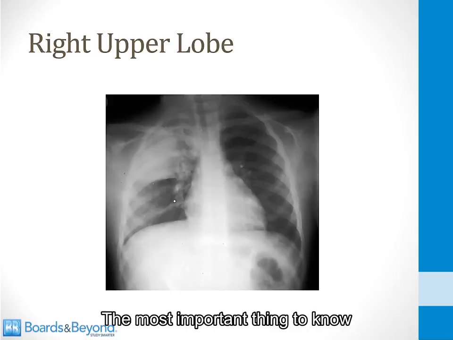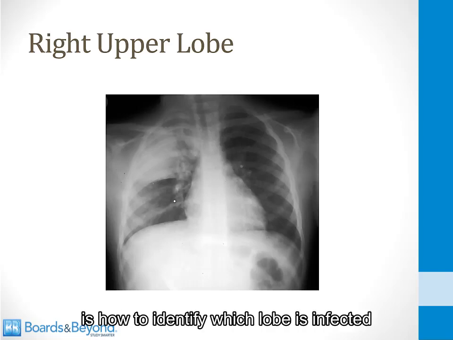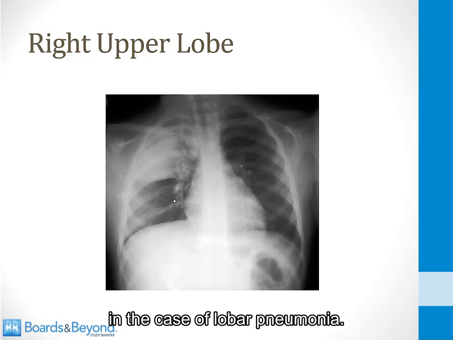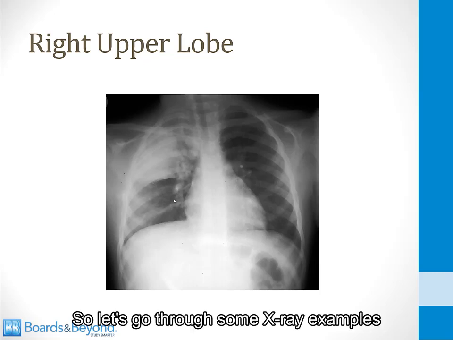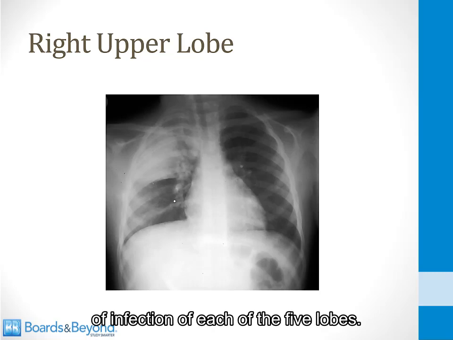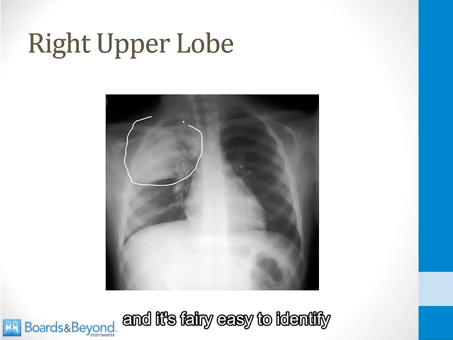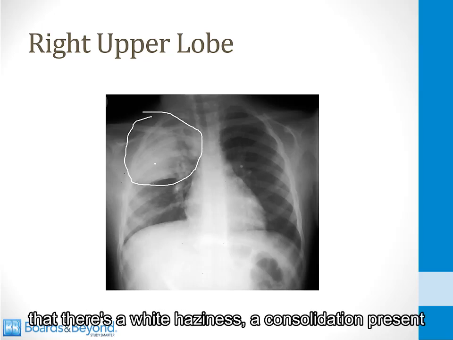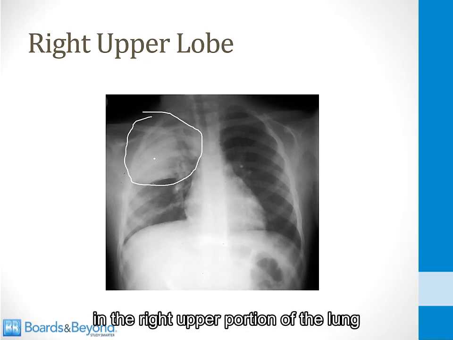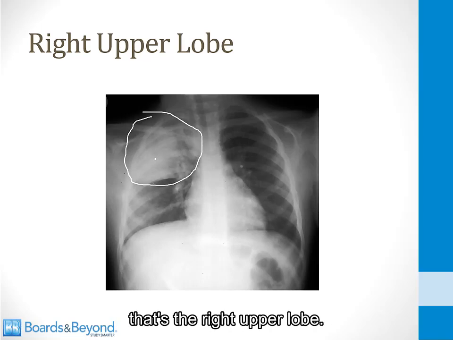The most important thing to know about the anatomy of the lungs is how to identify which lobe is infected in a case of lobar pneumonia. So let's go through some X-ray examples of infection of each of the 5 lobes. This picture shows infection of the right upper lobe, and it's fairly easy to identify that there's a white haziness, a consolidation present in the right upper portion of the lung. That's the right upper lobe.